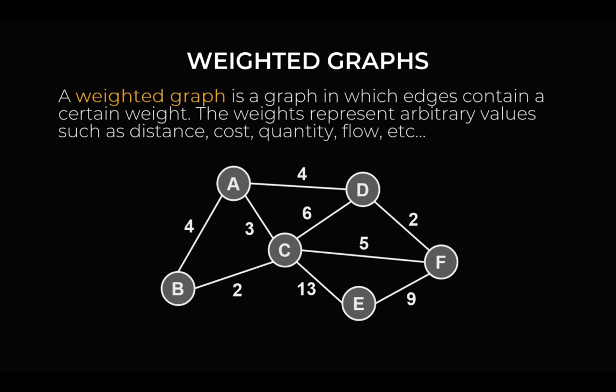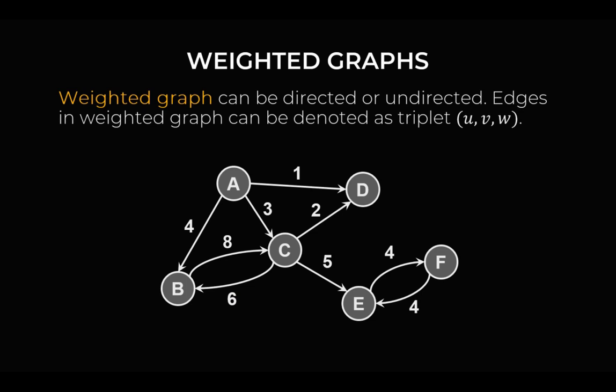So far we have seen unweighted graphs. That is, the edges have no associated weight. A weighted graph is a graph in which edges contain a certain weight. The weight represents arbitrary values such as distance, cost, quantity, flow, and so on. For example, the graph shown could represent cities connected by railroad, with the weight as the distance between the cities. A weighted graph can be directed or undirected.